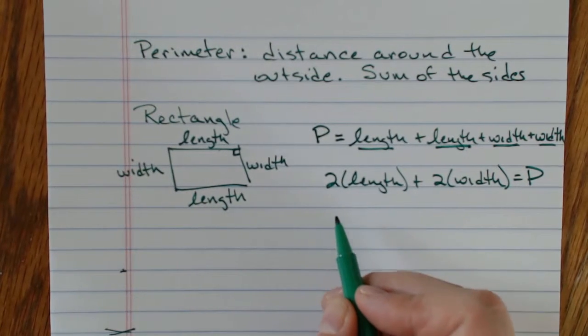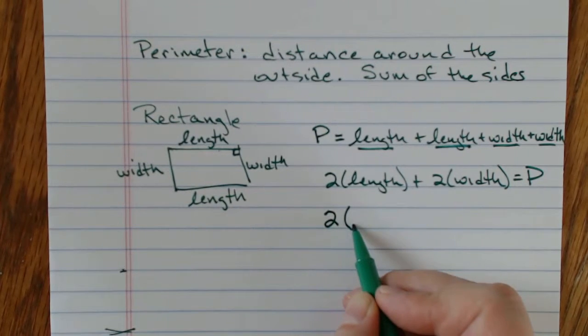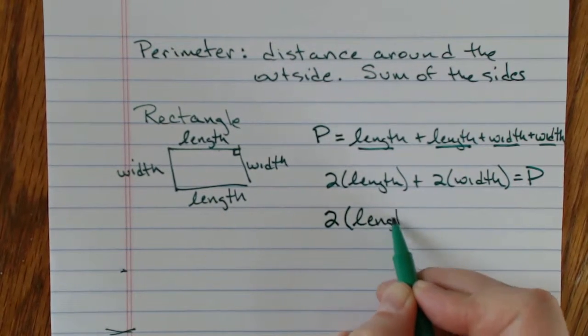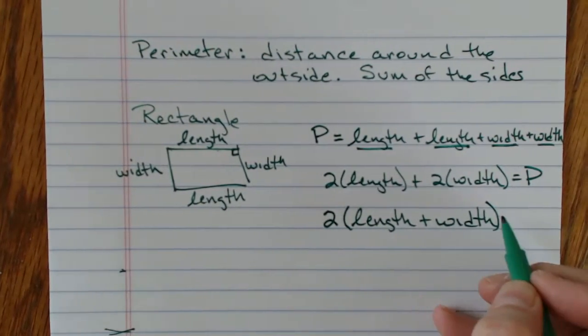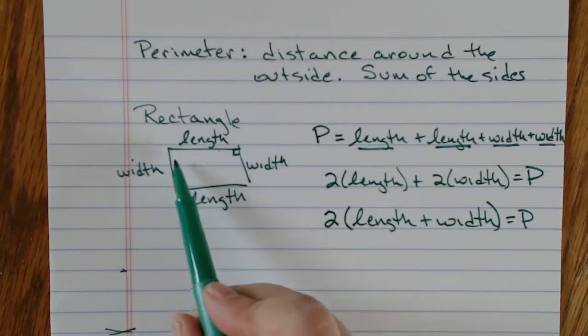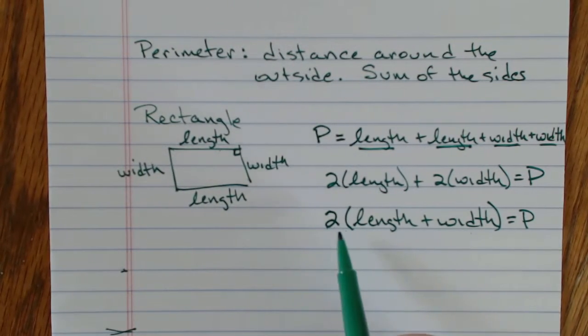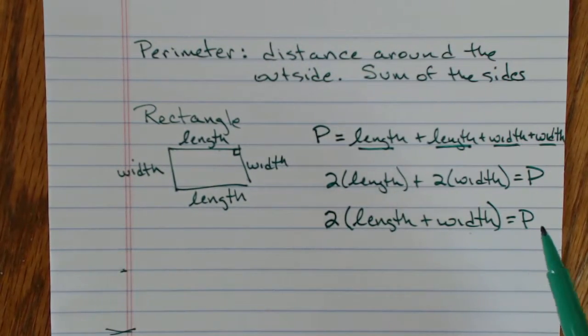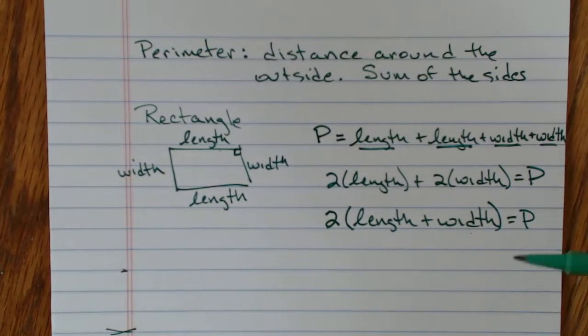Another way sometimes people write the perimeter is 2 times the quantity, length plus width. Those are in parentheses, because if I add 1 length plus 1 width, I'm halfway around the rectangle. So if I multiply that sum by 2, I get the entire perimeter. These are 3 different ways to write the same information, and you can do it any of those 3 ways that you choose.